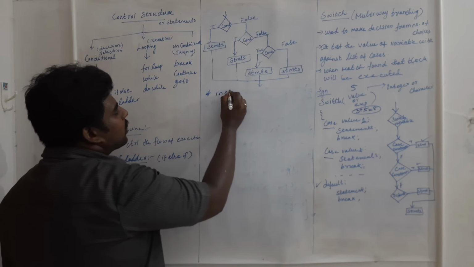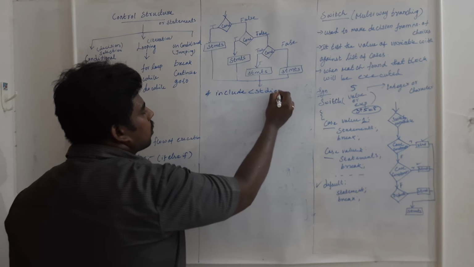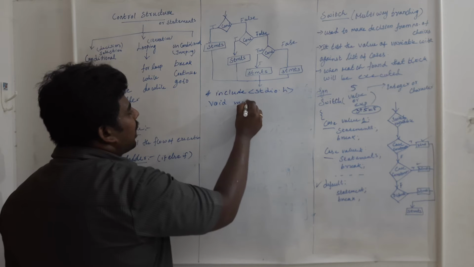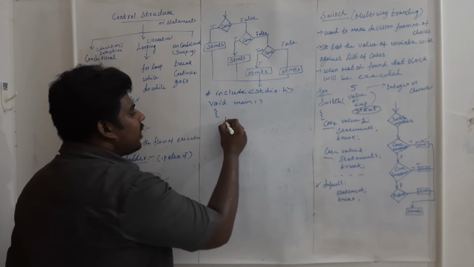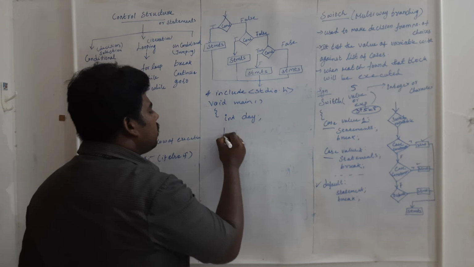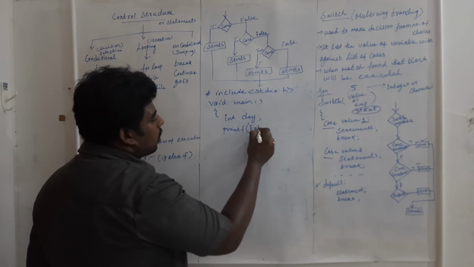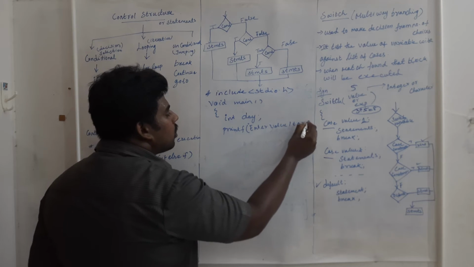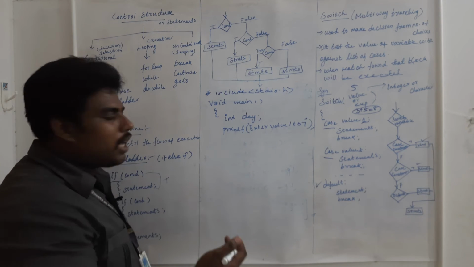Hash include, first include the header files .h, then void main, the starting position of your program, and a curly brace. Here I am going to declare only one variable, that is int day. Okay, printf, I am giving a notification, enter value 1 to 7. From value 1 to 7 I am giving any number as input.